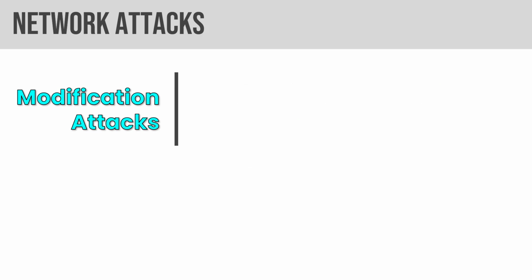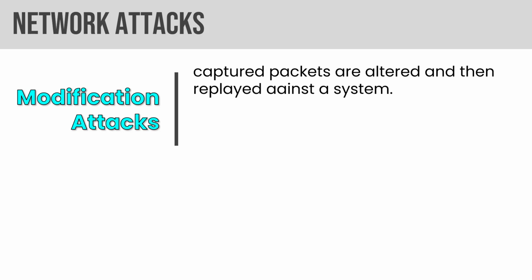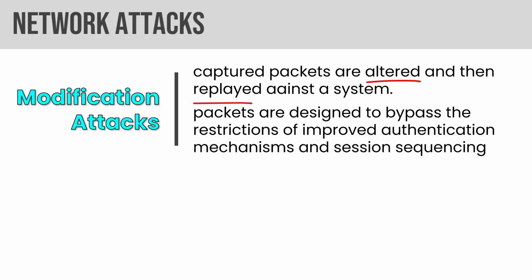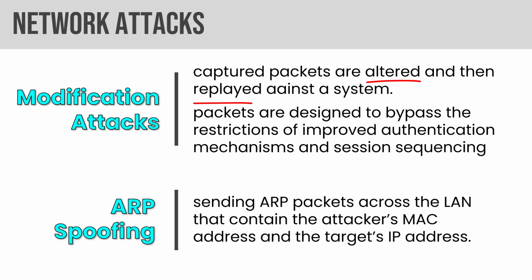So modification attacks. This is where captured packets are then altered and replayed against a system. So they're essentially designed to bypass restrictions of improved authentication mechanisms and session sequencing. So ARP spoofing is sending ARP packets, which work between layers 2 and 3 in the OSI model, across the LAN that contain an attacker's MAC address, also known as the hardware address, and the target's IP address. So the aim here is essentially to have traffic intended for the target redirected to the attacker.